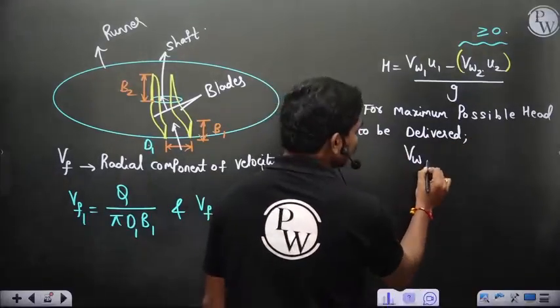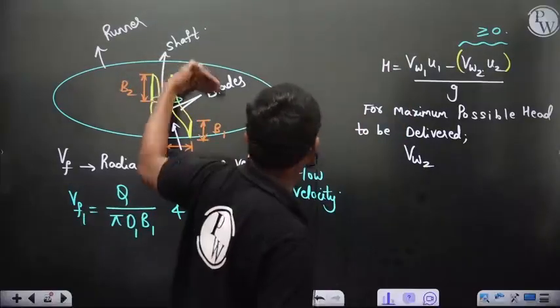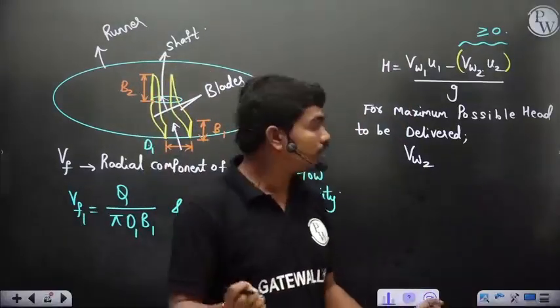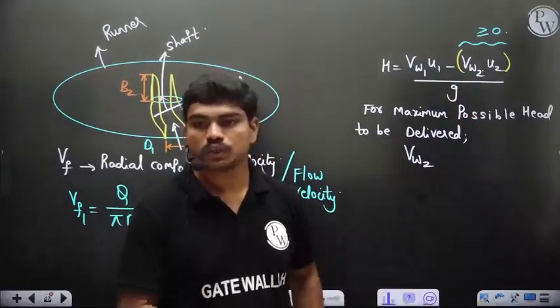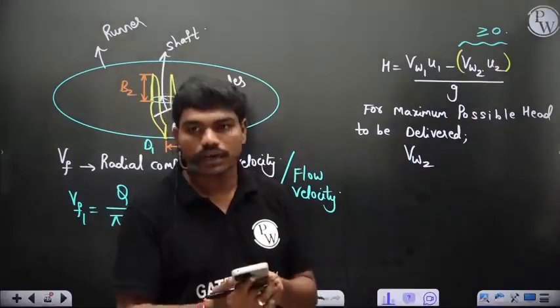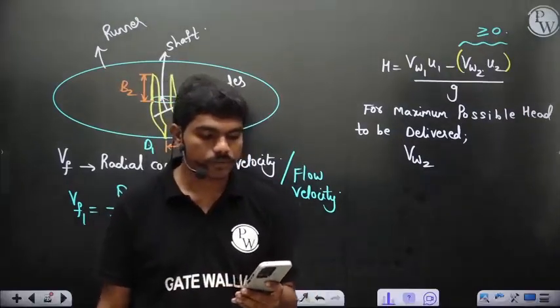What can I make this VW2? I cannot make this negative, because I cannot bend this blade leftward. Design constraints are there. Then what is the maximum thing you can do for this value of VW2 so that the head delivered is maximum? Tell me in the Telegram channel.